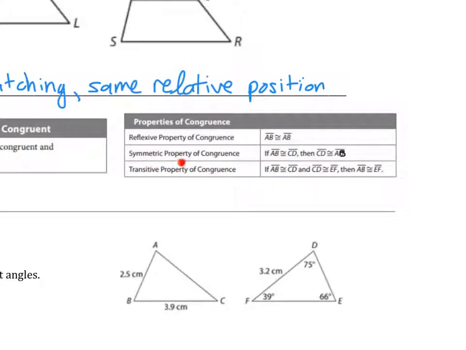The symmetric property of congruence says that if AB is congruent to CD, then CD is congruent to AB. That should say BA; we have a little typo there. This just says it doesn't matter which one you say first if they're congruent. And the transitive property of congruence says if AB is congruent to CD and CD is congruent to EF, AB must be congruent to EF. So if two things are congruent to the same thing, they are also congruent to each other, which is really just a logical statement, but it is useful to know that it's called the transitive property of congruence.